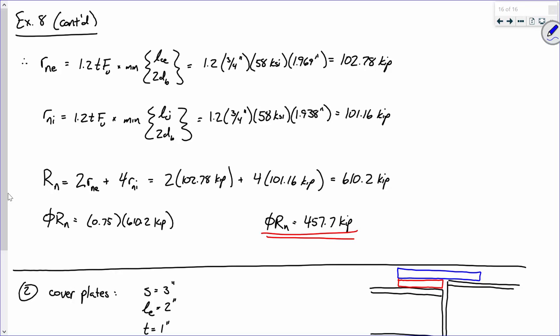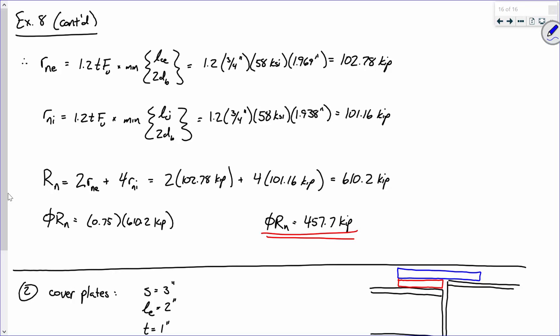So if you compare this value to the bolt shear capacity, the question is what's going to happen first? Are we going to fail the bolts first or are we going to fail the plate first? And the answer is the plate, because the plate capacity, the design capacity, is 457 kips. Bolt shear was like 480. So we're going to fail the plate first. This is what governs the design.